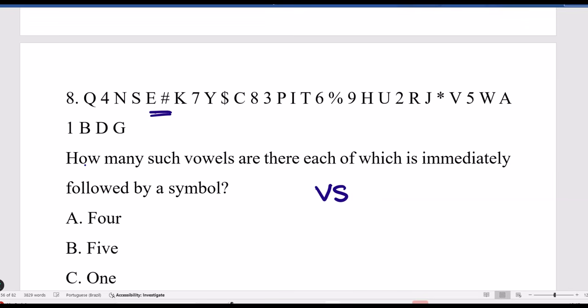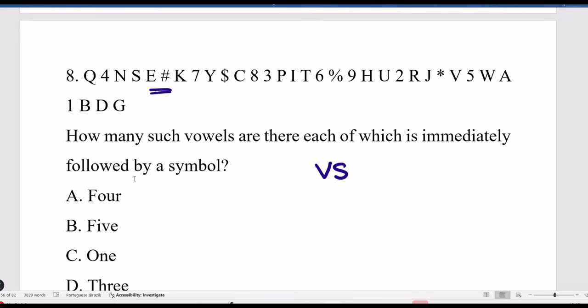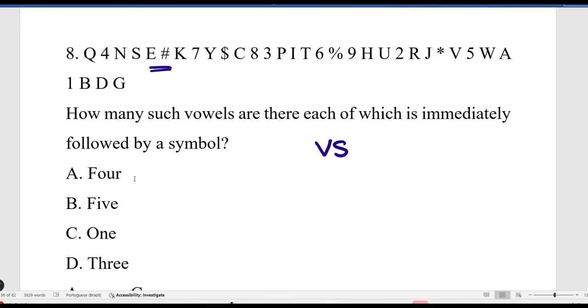Yes, vowel followed by symbol here. Here, the vowel is not followed by a symbol. Vowel is there followed by one. No, I got only one such case. Please let me correct. Is there any other condition satisfied? Vowel followed by. Okay, these are followed by.